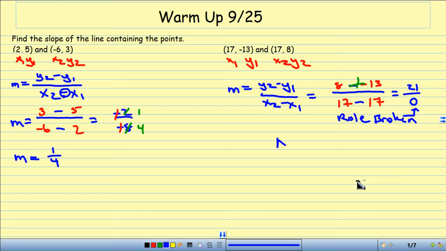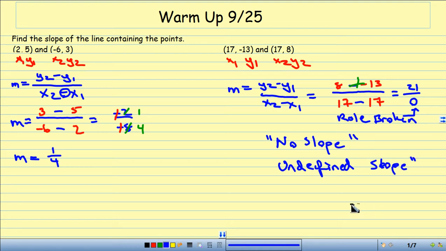As a result, whenever you have a division by 0 and you're talking about slope, you say that there is no slope. You can also say undefined slope. Okay? There is no slope. It's undefined. You can't do it. It's totally vertical. So if I was to draw it, it would look like that. It'd be a completely vertical line. So that's it.